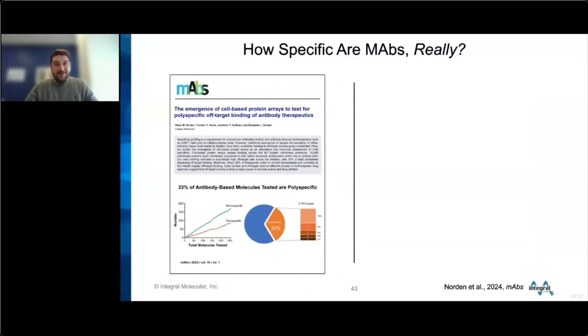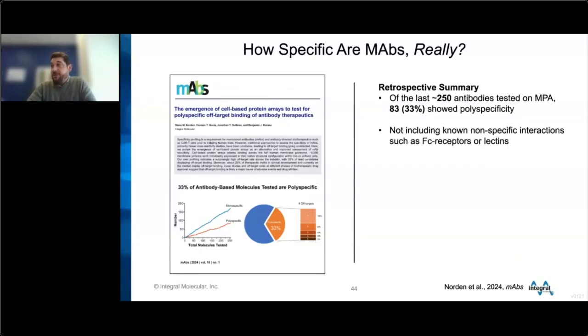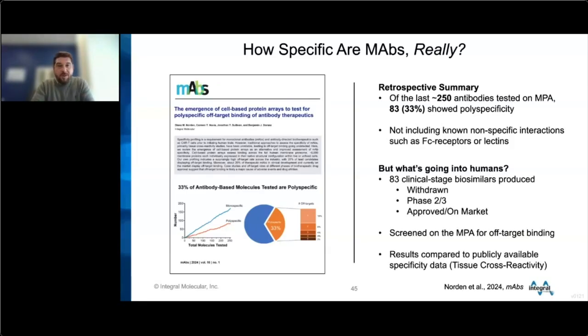So back to our research project. How specific are MABs really? As Jonathan mentioned, last year we published a study based on just our own internal pipeline. It was a retrospective summary of around the last 250 antibodies that were tested on our platform, of which 33% showed polyspecificity, in other words, off-target binding. This doesn't include binding to non-specific interactions, including lectin proteins or FC receptors, and is really specific binding to a target that was unexpected.